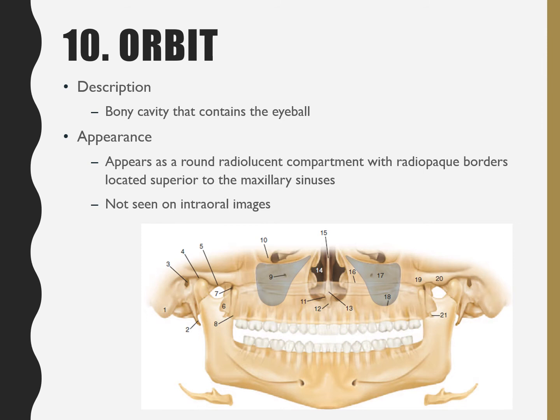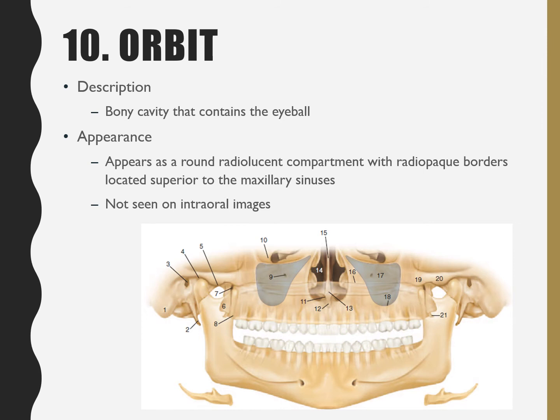The bony cavity that contains the eyeball. It appears as a round radiolucent compartment with radiopaque borders located superior to the maxillary sinuses. So anytime you see a concave cavity, a body cavity, not like a tooth cavity, it's going to be bordered by those radiopaque borders, right? Because it has that cortical bone that the cancellous bone sits inside.